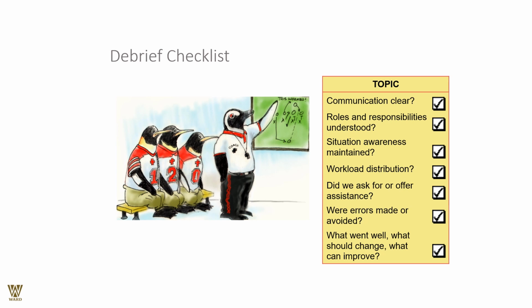It is all about communication, the clarity in the communication, the language in the communication. It is keeping everybody on board. Everybody should understand their expectations from their roles and responsibilities. Situational awareness maintained, workload distribution. Did we ask for or offer any assistance? Has everybody been utilized optimally, and behaved responsibly? Where were errors made or avoided? What went well, what should have changed, and what can be improved? This is what needs to be done as a checklist for the debriefing session.